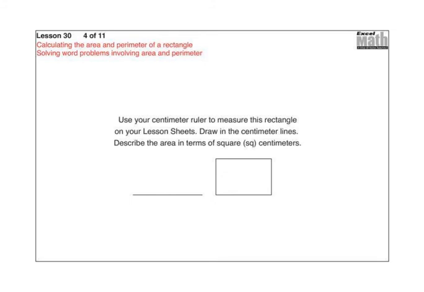Use your centimeter ruler to measure the rectangle on your lesson sheets. Draw the centimeter lines to describe the area in terms of square centimeters. We're going to do this together. You're going to measure from here to here with your ruler. And when you measure that, go ahead and do that now. Pause the video and measure it.